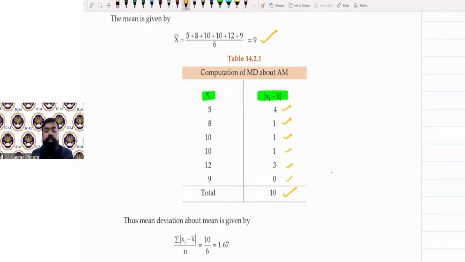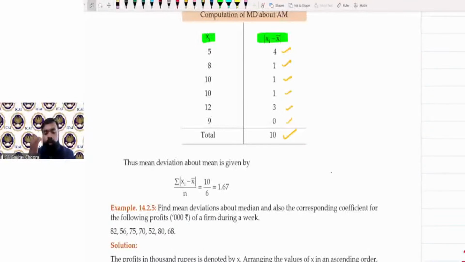The total is 10. Now, what we can do? 10 divided by number of observations. So, number of observations are how many? 6. So, mean deviation from mean will be 10 upon 6. So, it will be 1.67.